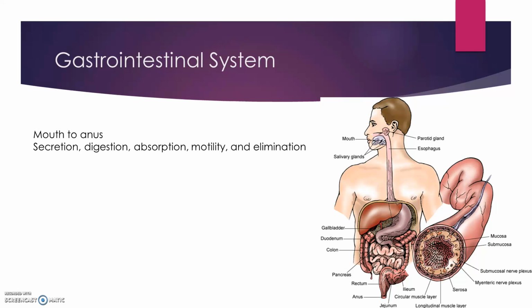Points to know about the gastrointestinal system is that it goes all the way from your mouth to your anus, including mouth, teeth, salivary glands, esophagus, stomach, gallbladder, liver, intestines, rectum, all the way down. And what it does is it works with secretion of digestive fluids, works on digestion, works on absorption of nutrients and minerals, works on motility for moving that food and that waste product, and then, of course, elimination of that waste product.